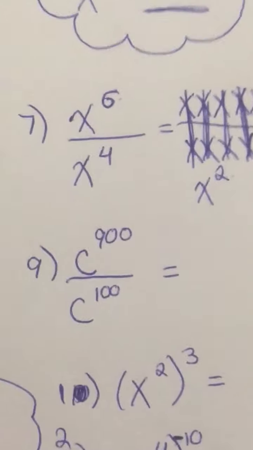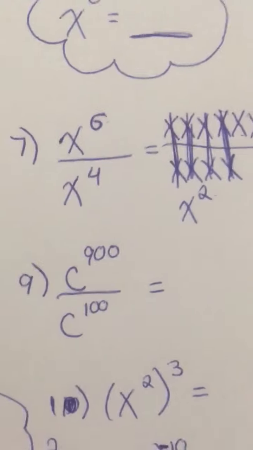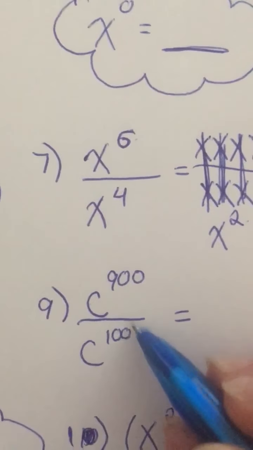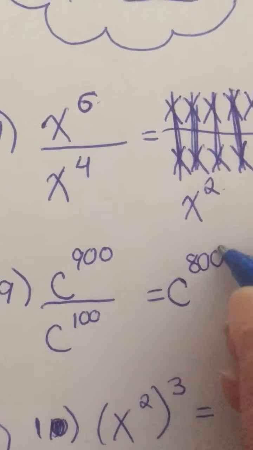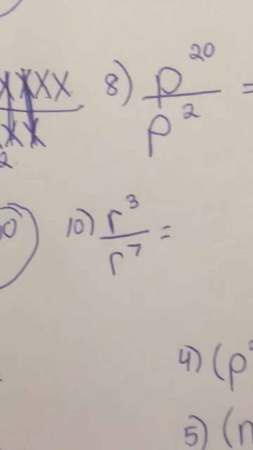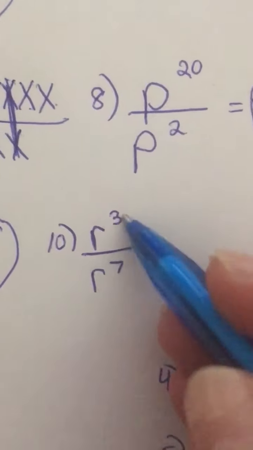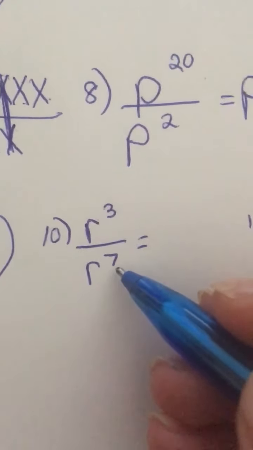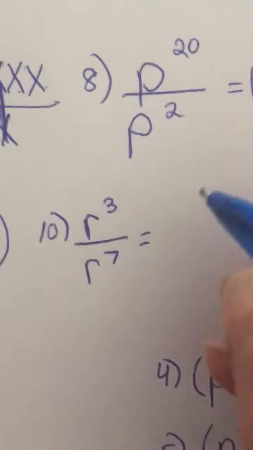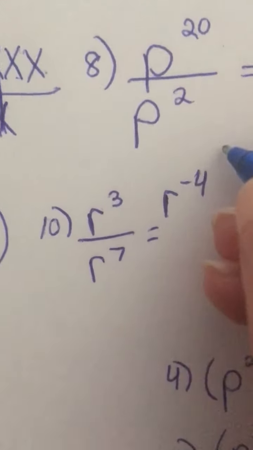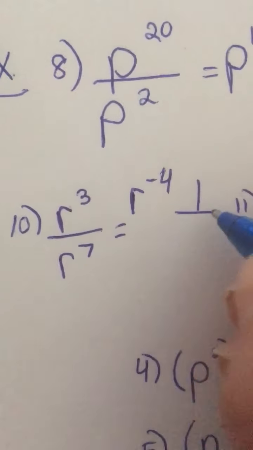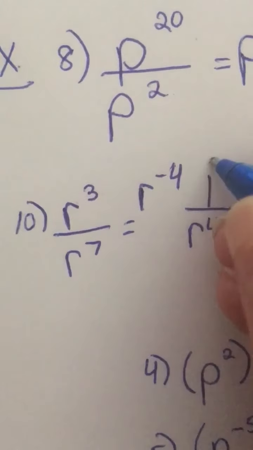Same thing here, we don't want to write it 900 or 100 times, but we know that 100 of them will cancel out from 900, leaving us with 800 left over. And then this one, 3 minus 7, is going to leave us with r to the negative 4th. So remember, when it's negative, we're going to make it 1 over and make it positive.